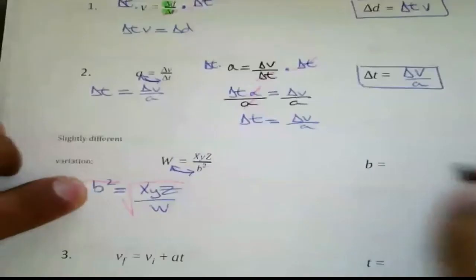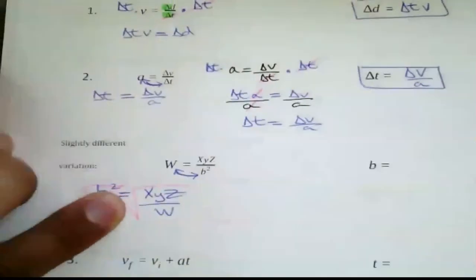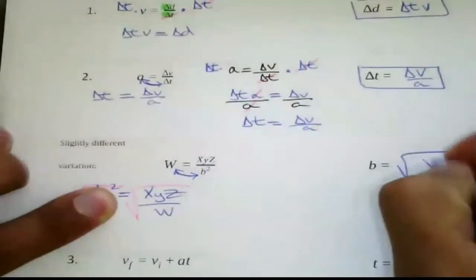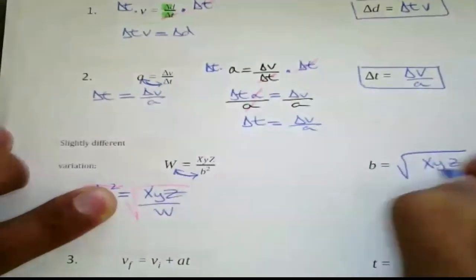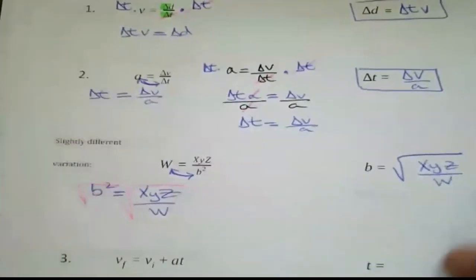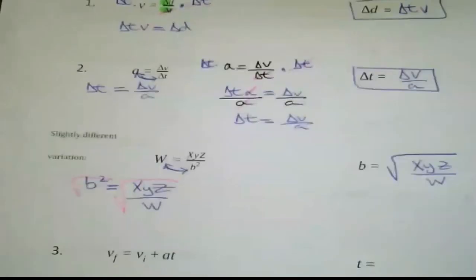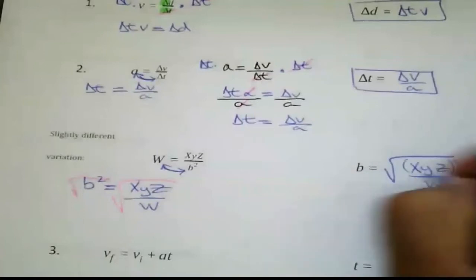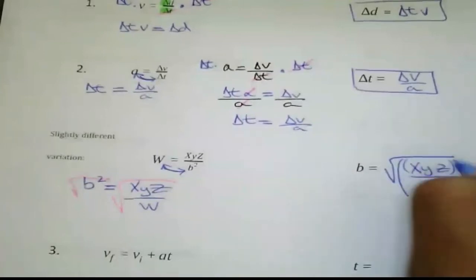So b is equal to the square root of x, y, z over w. Now, if you're punching in the calculator and you have the simple TI-30s, what I recommend is that obviously this whole thing needs to be square rooted, but x, y, z needs to be taken care of first, and this process needs to be taken care of first before it's square rooted.